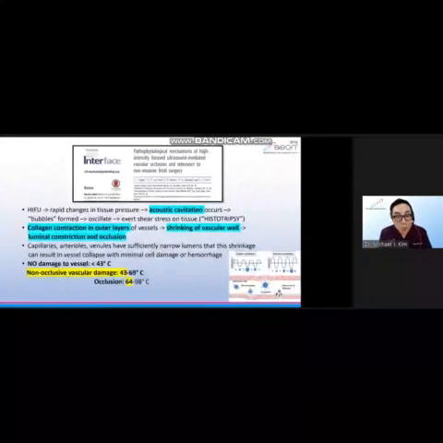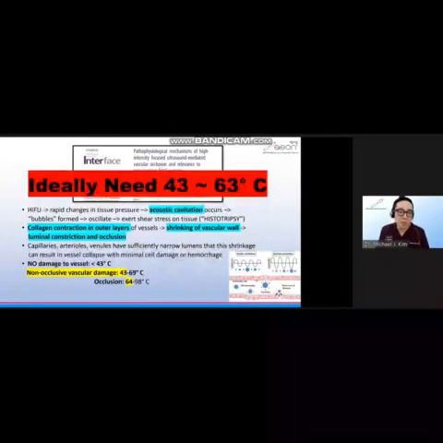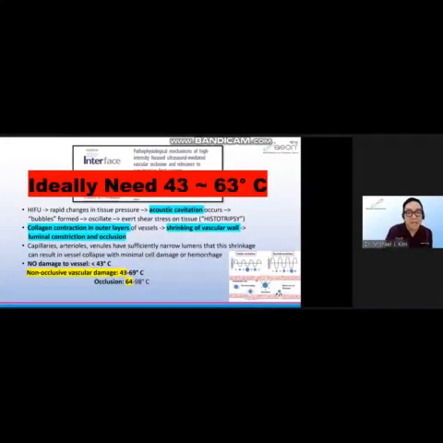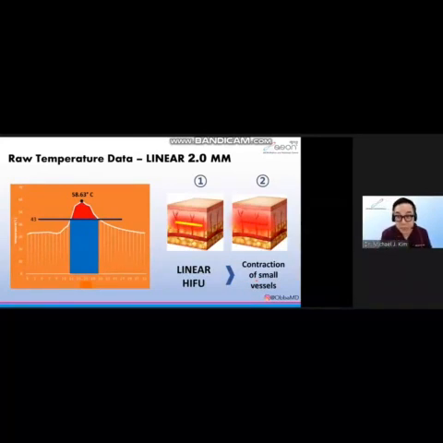As mentioned earlier, acoustic cavitation occurs, leading to oscillating bubbles, which can be stable or inertial, leading to collagen contracture of the outer layers, or direct energy on the vascular wall, leading to constriction or occlusion. Ideally, we will want non-occlusive changes, which would require temperature more than 43, yet less than 64 degrees Celsius. And this raw data from the principle on the 2mm linear transducer shows that the temperature is maintained in the 43 to 58 degrees range, which can lead to contraction of small vessels in the dermal layers.